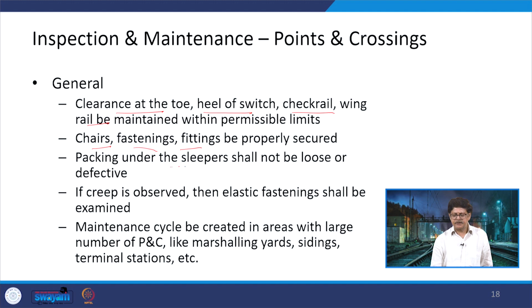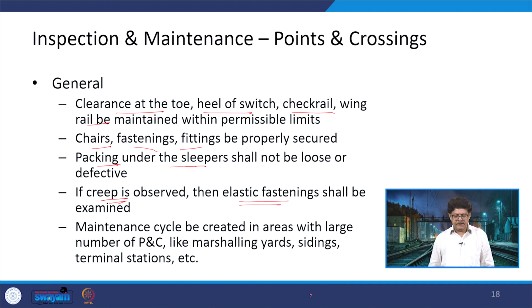Then packing under the sleepers, that means we are now talking about the ballast. There should not be an issue with the ballast, it should not be loose, it should not be defective. Otherwise we have to go for the screening or the deep screening of the ballast. If there is a possibility of creep, or creep has been observed on that track, then we also need to see whether the elastic fastenings are working perfectly fine or not. So, that check also has to be made.